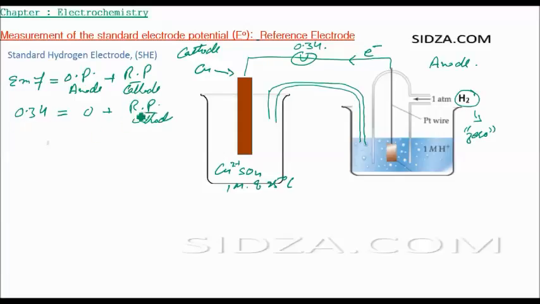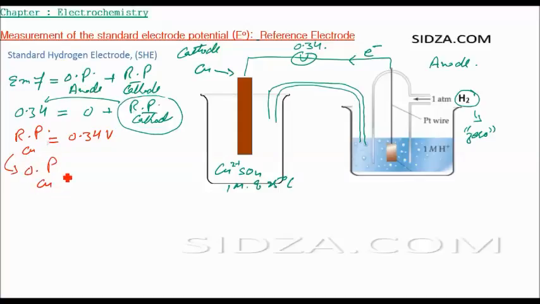So what we get here is that the reduction potential of the cathode, which is copper, is equal to 0.34. So we can say the reduction potential of copper is 0.34 volts. What will be the oxidation potential of copper? Again, I can change the reduction potential into oxidation potential by simply changing the sign. If it is plus 0.34, the oxidation potential is minus 0.34 volts.